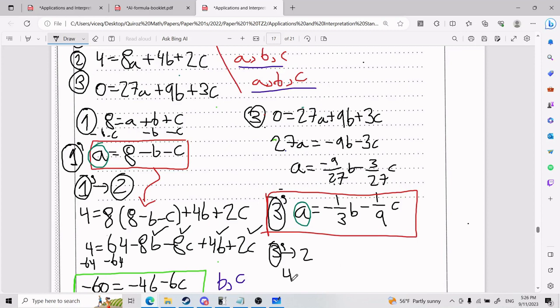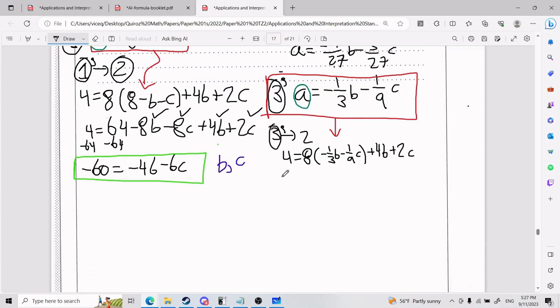So we end up with 4 equals 8 times A. Now because of substitution, A is going to be whatever that is. See? It's going to be negative 1/3 B, negative 1 over 9C, close parentheses, plus 4B plus 2C. Cool. So 4 equals negative 8 divided by 3B minus 8 divided by 9C plus 4B plus 2C.